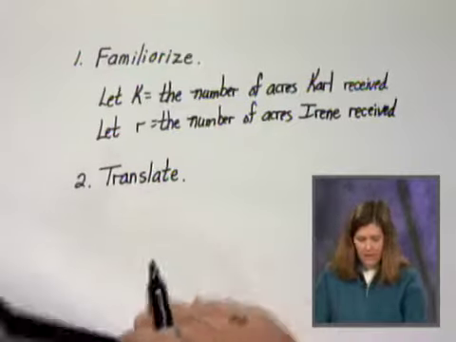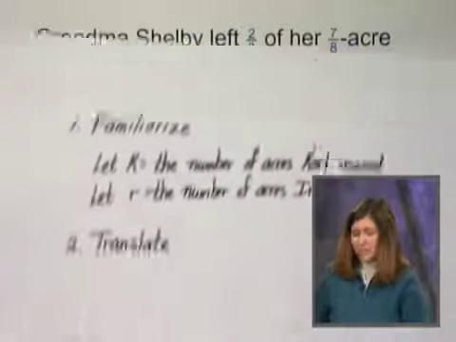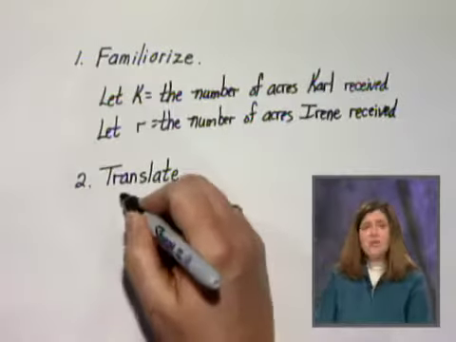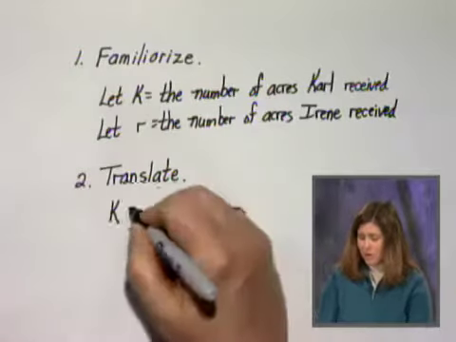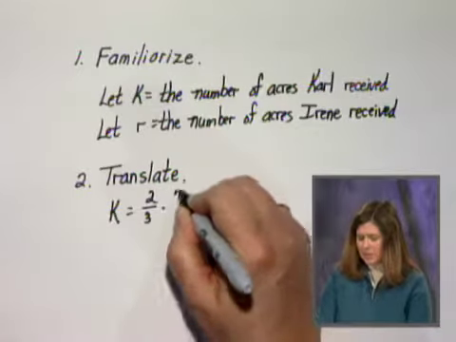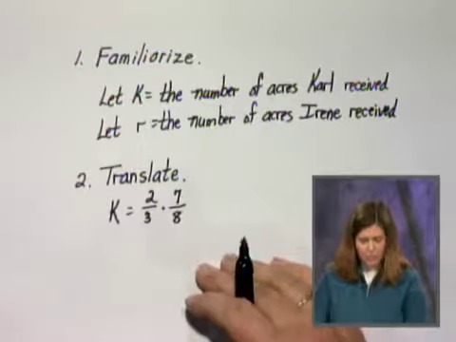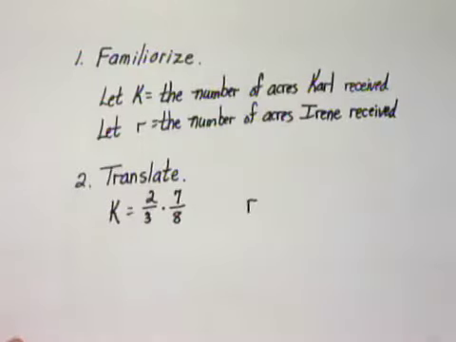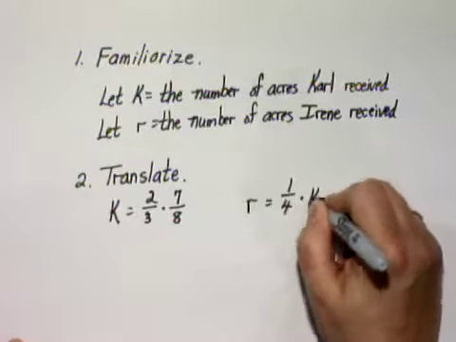Carl received, we can look back at the problem, 2/3 of 7/8 of the tree, of a 7/8 acre tree farm. So of translates to multiplication, so K, the number of acres Carl received, would be 2/3 of 7/8, or 2/3 times 7/8. Irene received 1/4 of what Carl received, so R, the number of acres Irene received, will be 1/4 times K.